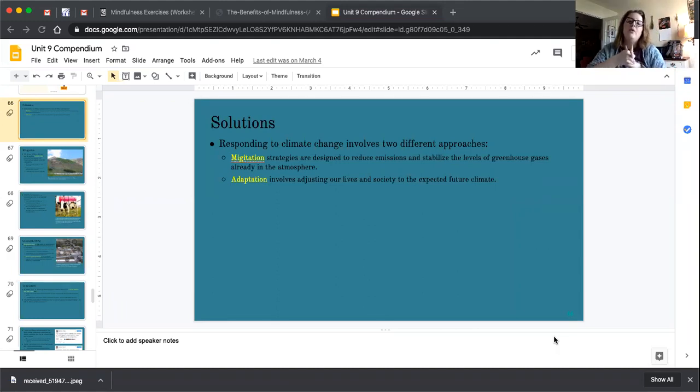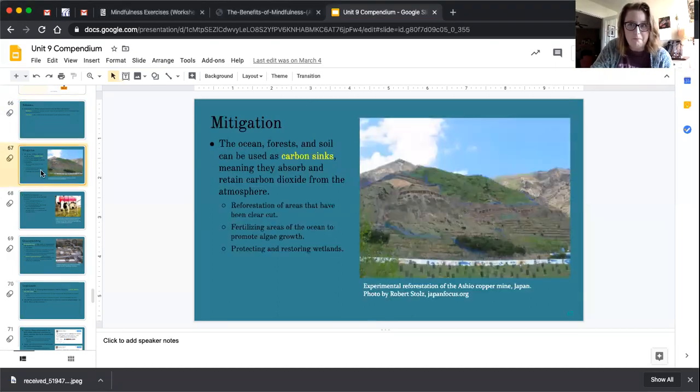All right. So, we were talking about different solutions to either mitigating, which means lessening the impact of climate change, or adapting to climate change. Mitigation is mainly trying to take the impact that we're having on the environment and slow it down, to lessen it, to stop impacting it, right?